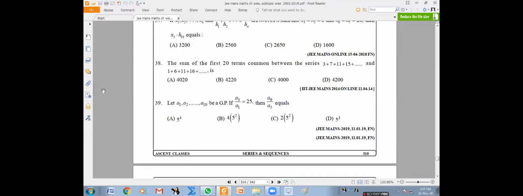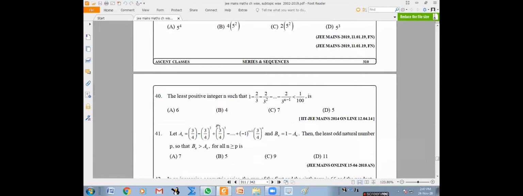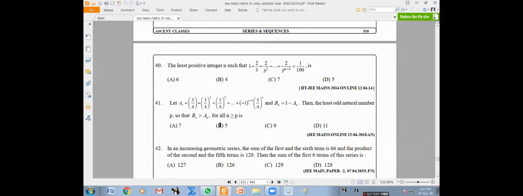Yeah, sometimes you'll get a very easy question also. Look at 39, it's a very easy question, right? A3 by A1 is the common ratio square and A9 by A5 is the common ratio power 4. It will be 25 square straight away, 5 power 4. Yeah, somebody is asking about 40.